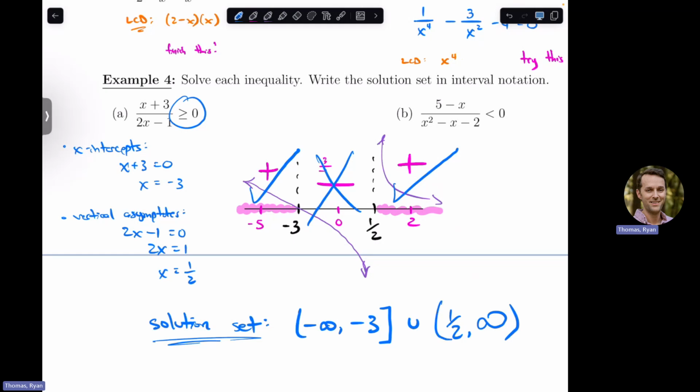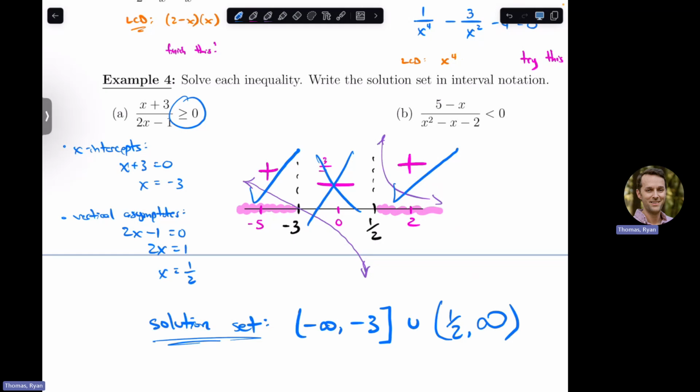Oh, crap. It's got to be open. You didn't make me look confused. Because even if I try to plug 1/2 into this thing, what happens? I get something undefined, right? Is something undefined greater than or equal to 0? No, it's not a number, so it doesn't even make sense to make that comparison, right? So vertical asymptotes can't ever be included here, kind of no matter what, right? They've got to be open.